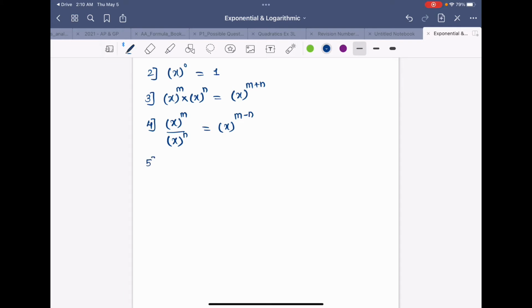Fifth rule, x raised to m, raised to n, is basically x raised to m times n. We multiply the powers.